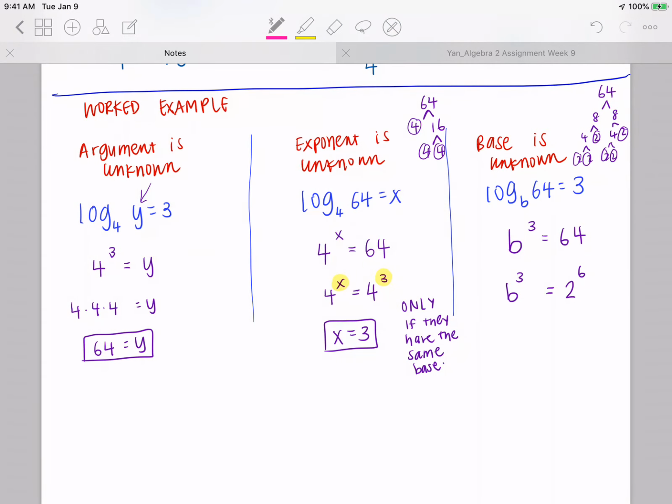And last step, how do I have b stand by itself? I've got to get rid of the exponent by raising it to the 1/3. To the 1/3, so these get canceled out. I have b equals exponents times exponents. 6 times 1/3 is 2, like 6 divided by 3. 2 to the second power, which is 4. Okay, so that's it for the examples.